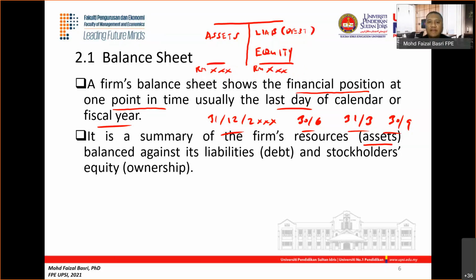So the value of total assets must be balanced by the debts and also equity. What does it mean? If you have a certain amount of value for assets, we must know how these assets are being financed, or how they were purchased. We simply cannot have assets without any source of funding for them. So in business, every worth of assets must be balanced.